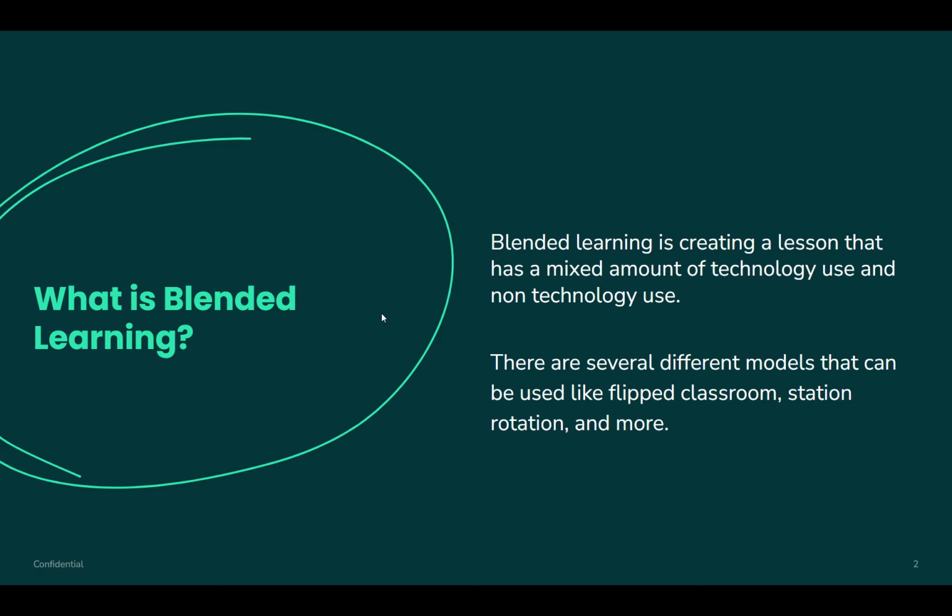What is blended learning? Blended learning is creating a lesson that has a mixed amount of technology use and non-technology use. These two don't have to be like 50-50. It could be just 70-30. They just have to both use technology and not use it. There are several different models that can be used, like a flipped classroom, or like what I chose, station rotation. There's a bunch more that can be used as well.